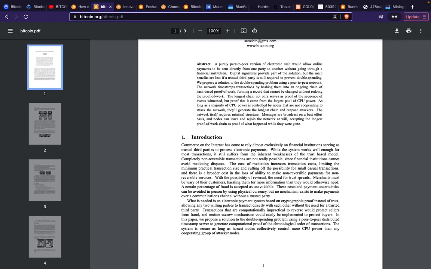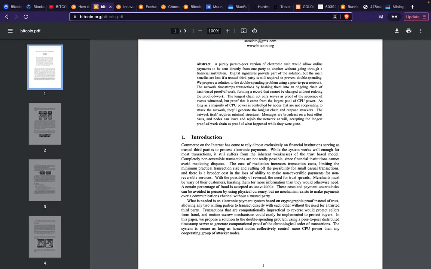Okay, now you hear proof of work, right? The term proof of work. This is the essence of Bitcoin. Full stop. The proof of work is why Bitcoin is Bitcoin. There's no Bitcoin without proof of work.